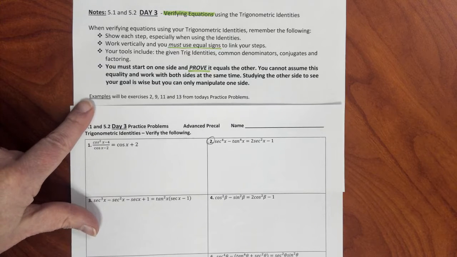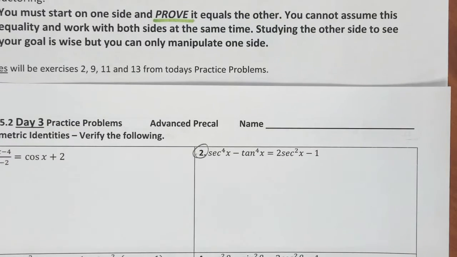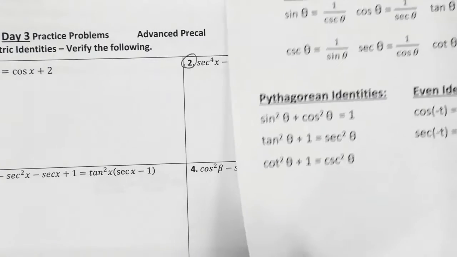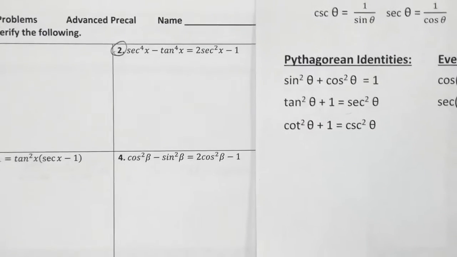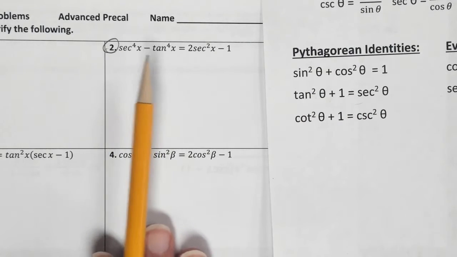All right, I'm going to start here with example 2. And typically, you're going to want to start from the side that looks worse. That's messier. That is the more complicated side, and you're going to simplify it to the other. Now, when you do this particular problem, I want you to recognize that there is some factoring you can do here, because I see that I've got secant to the 4th minus tangent to the 4th equals 2 secant squared minus 1. Now, you may think with your Pythagorean identities, I can't do anything to the 4th power because I only have squares. Yes and no, I understand that, but this can be factored.